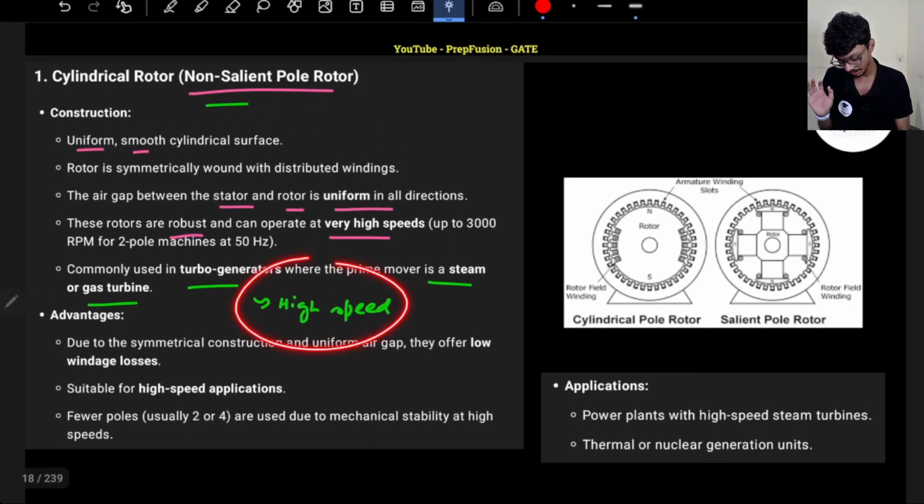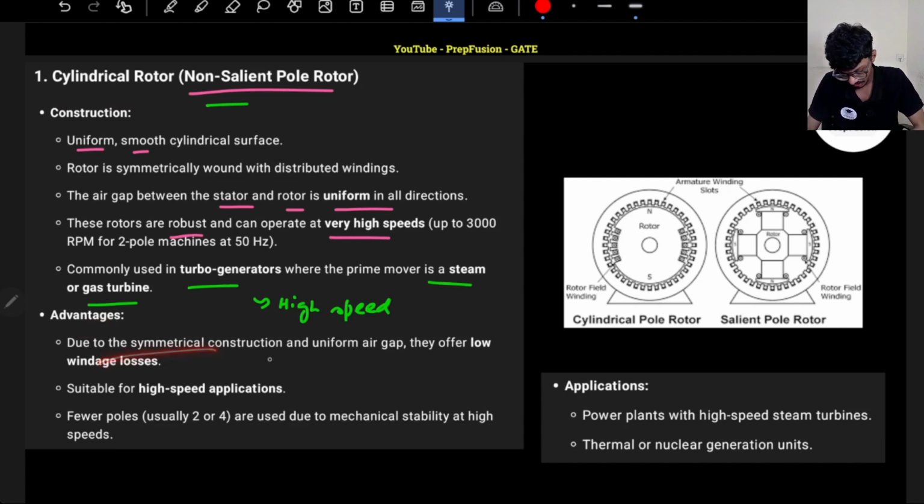That's why in steam power plants we use non-salient pole or cylindrical rotors. Okay, I hope you have understood this. So the advantage is that, due to symmetrical construction and a uniform air gap, they offer low windage loss. They are suitable for high speed applications.